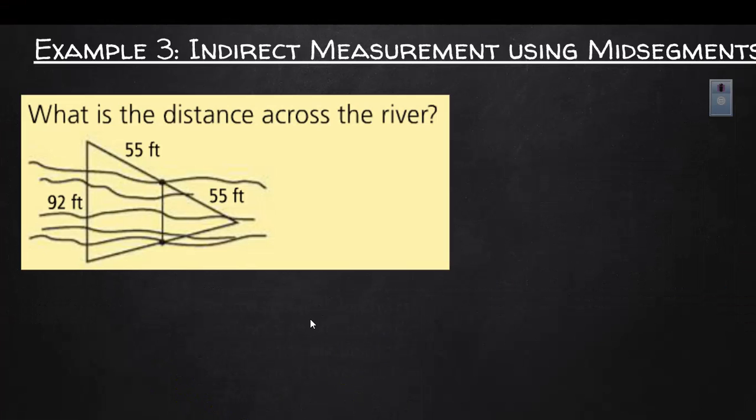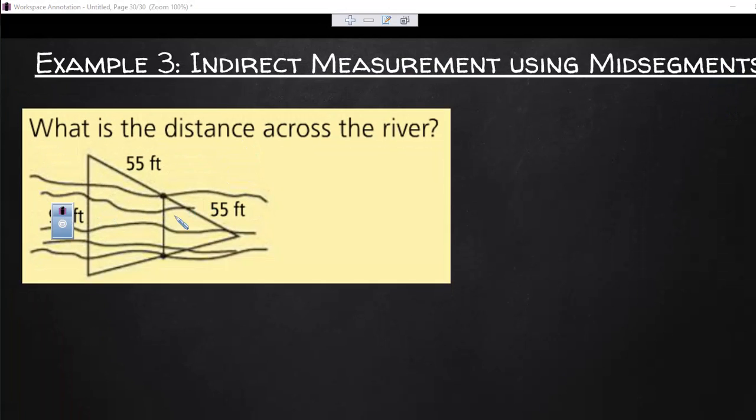Okay, now let's try the next one. You guys try this one. What is the distance across the river? It's 92 feet across here, and this is 55 and 55, which is letting us know that this is the mid-segment. So this distance here is going to be half of the 92, and we end up using the same numbers as we did in our previous problem.